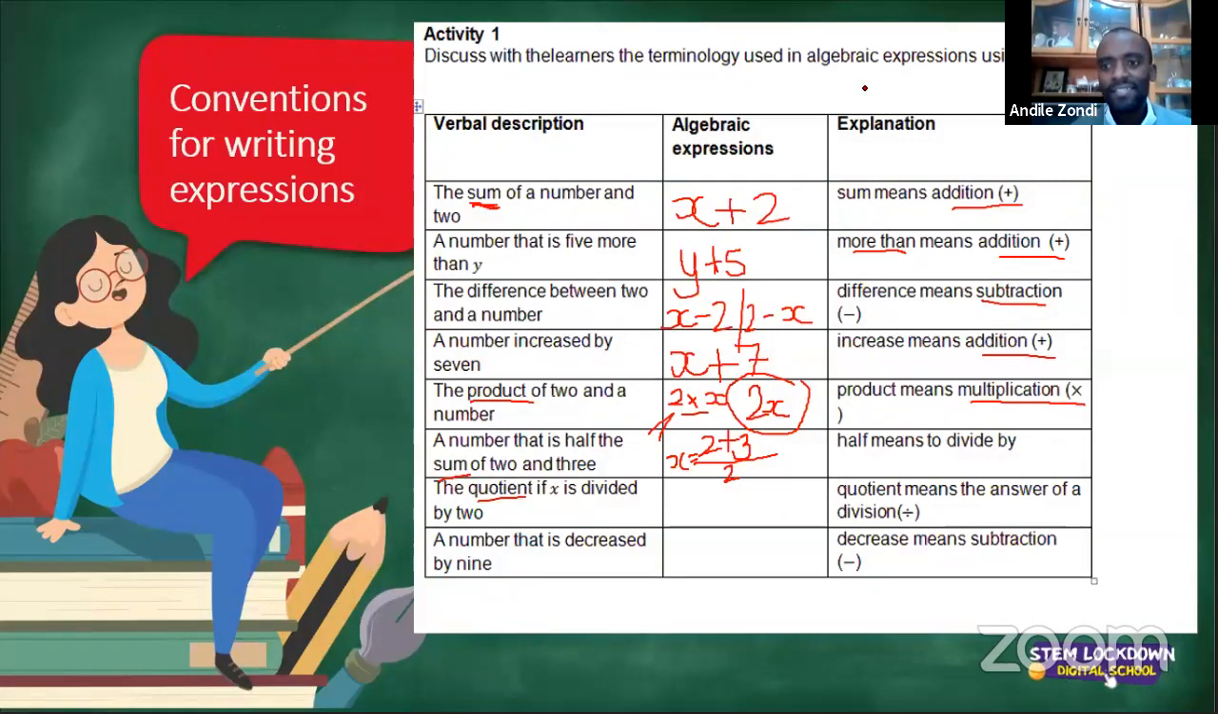Learners, please write your answers, right? Okay, if there are questions, I'll give an opportunity to ask at the end of this activity so that you can move forward. So what is your answer here, learners? The quotient if X is divided by 2. Right. Let's see your answers. Okay, excellent.